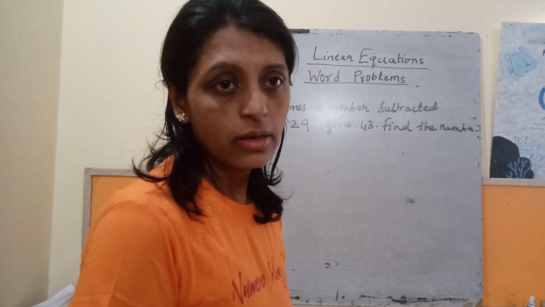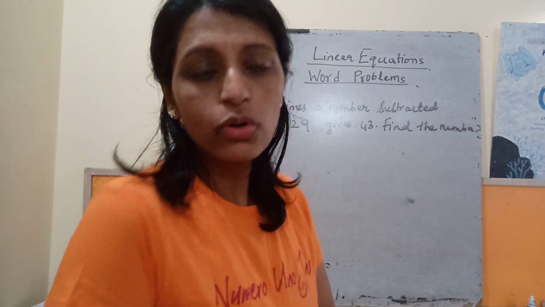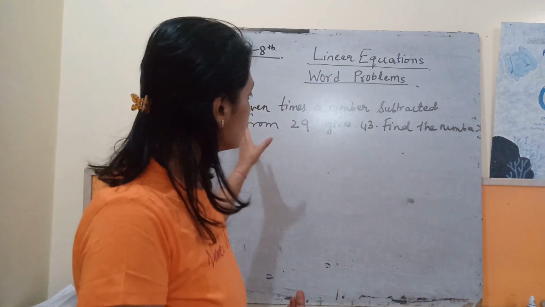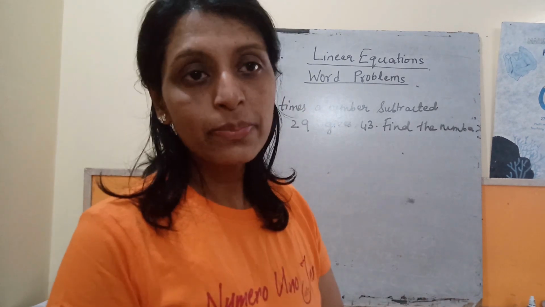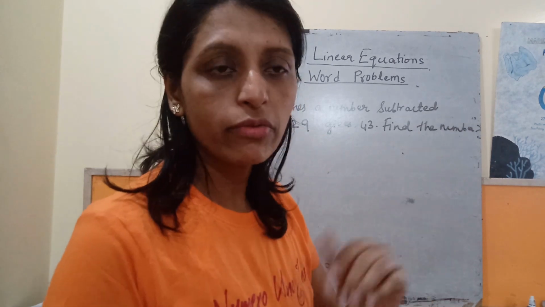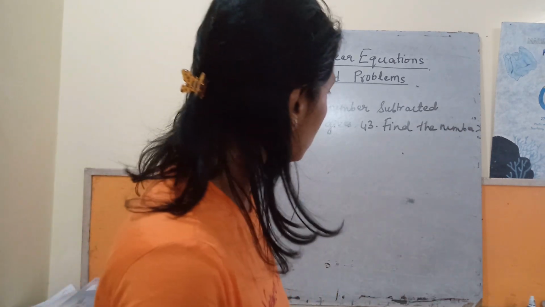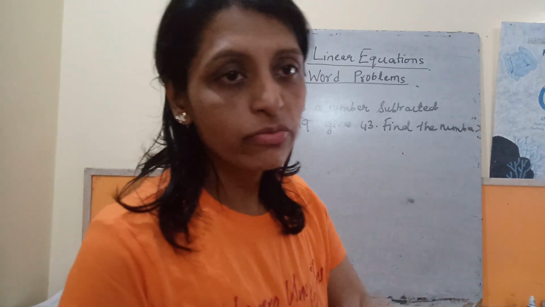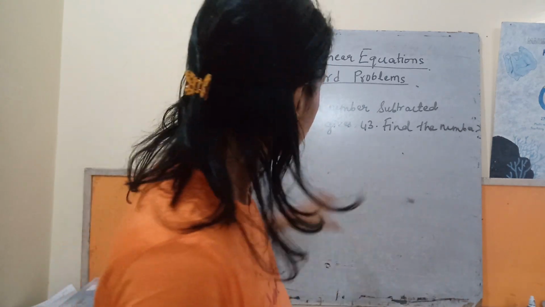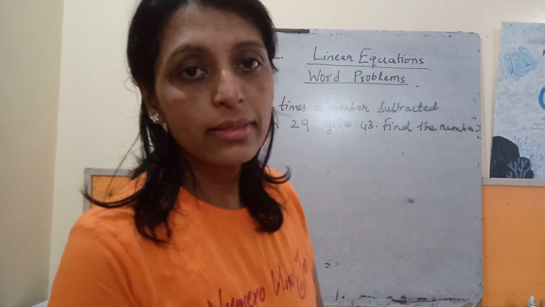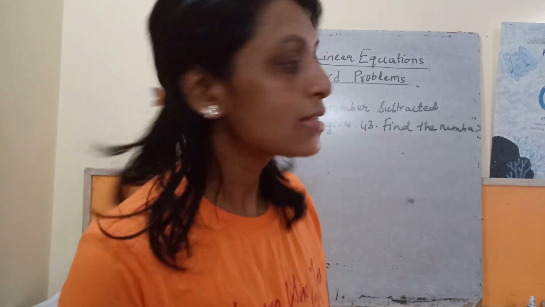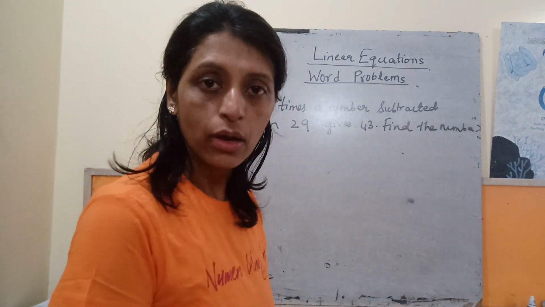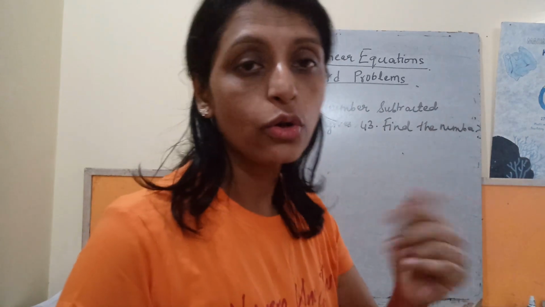Okay, we have one number, we don't know that number, and when we multiply 7 to it, it will become 7 times whatever the number is, 7 times of that given number. And when it is subtracted from 29, okay, we have to subtract that 7 times of that unknown number from 29, we get the answer as 43. Okay, so we have to find that unknown number.